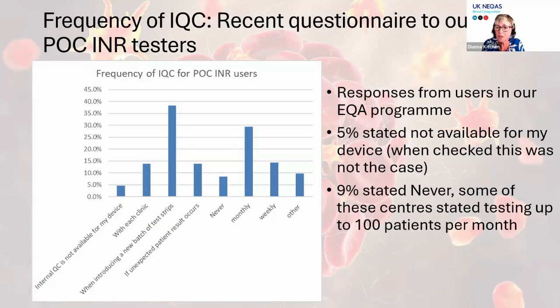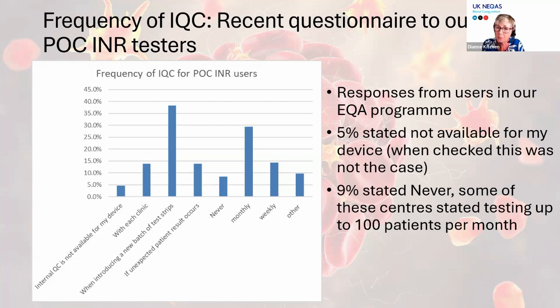We do regular questionnaires to our users, and these are the results from a recent questionnaire for the point of care coagulation testers. We asked them how often they were doing IQC, and we let them choose as many of these options as they wanted. So the most chosen was with each new batch of test strips, which is good. And we also had monthly and weekly, if any unexpected. The ones that did surprise me were a 5% who stated that IQC wasn't available for their device.